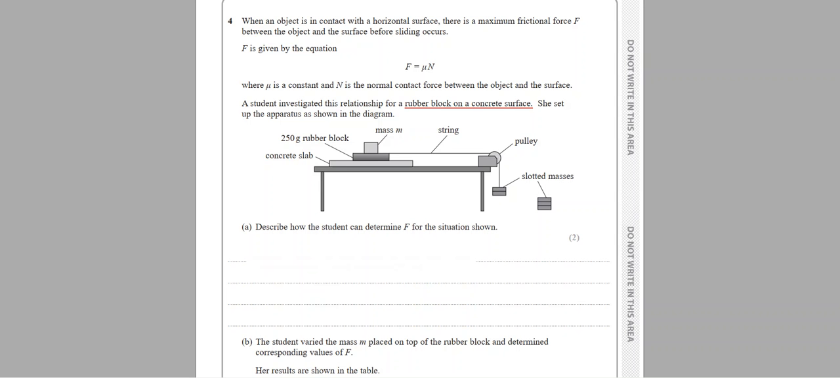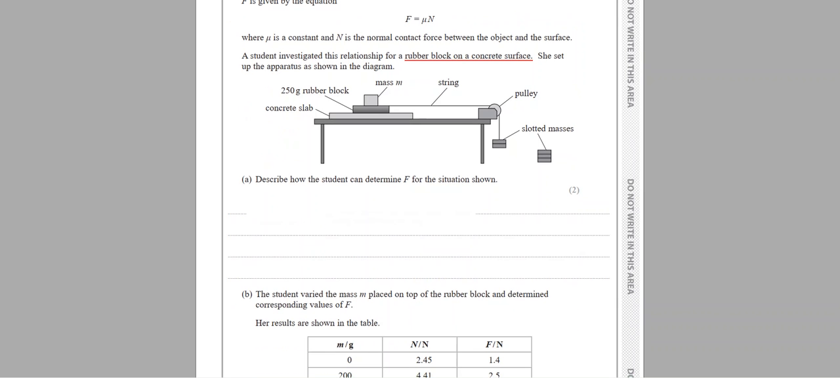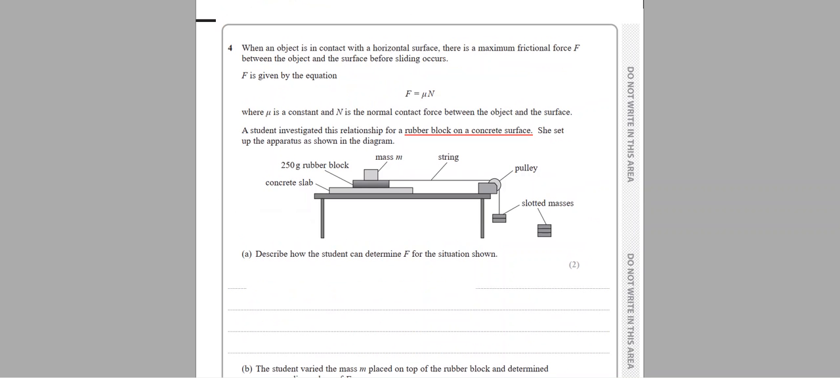So you have a concrete slab here, you have a 250-gram rubber block, and on top of that you have a mass. Describe how the student can determine F for the situation shown. What is F? F is the maximum frictional force. So how do I find out F?